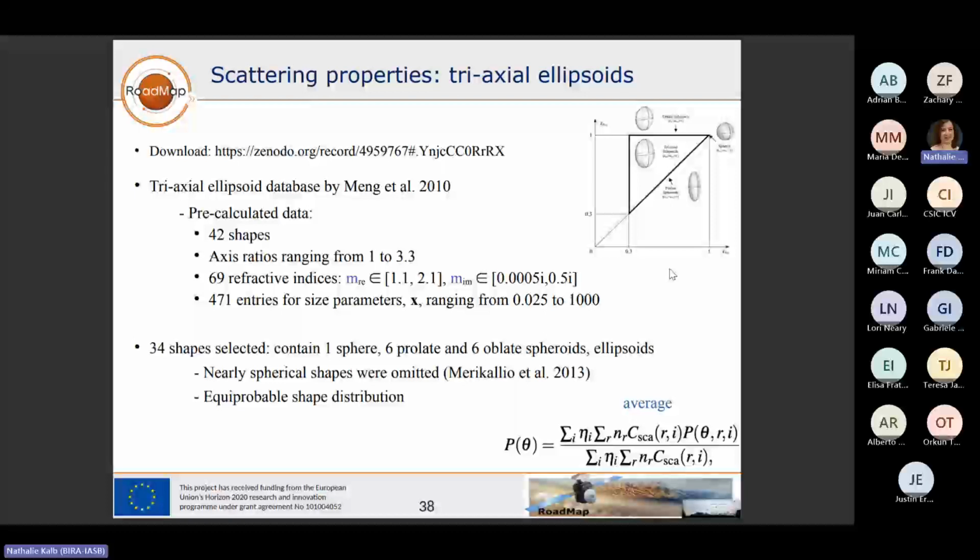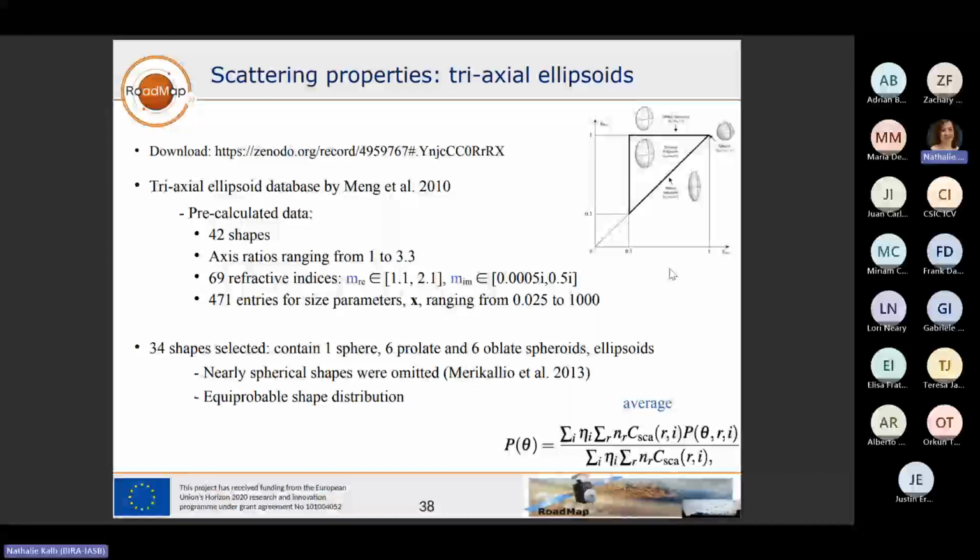I want to talk more about the databases themselves. If you want to try them out, there's the download link for the triaxial ellipsoid database. What it contains is pre-calculated data. It has 42 different shapes, with axis ratios ranging from 1 to 3.3. You have 69 different refractive indices, you can see the ranges here, and 471 entries for size parameters.